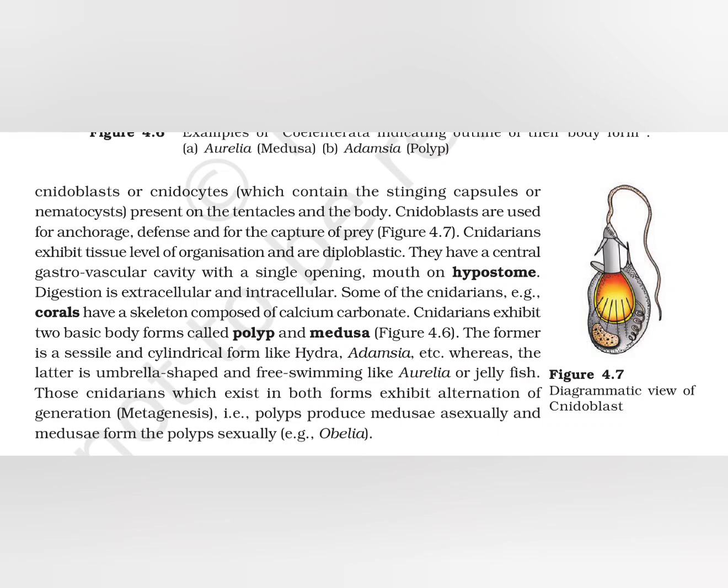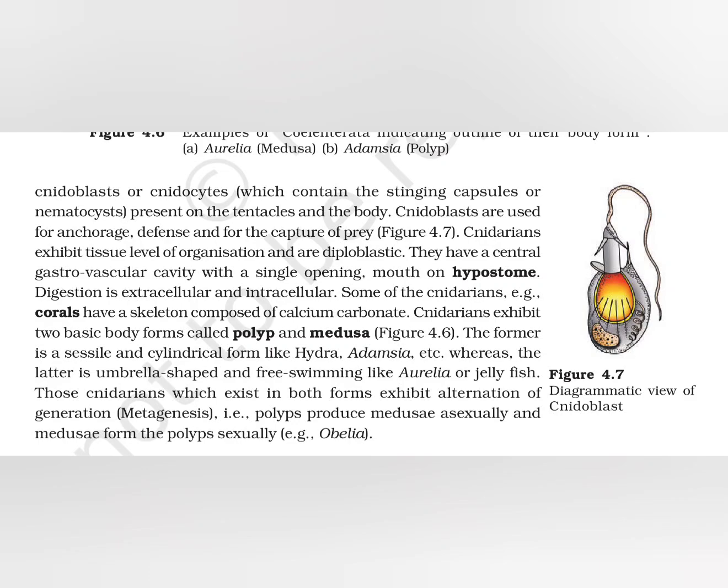They have a central gastrovascular cavity with a single opening, the mouth on the hypostome. Digestion is extracellular and intracellular. Some of the cnidarians, for example corals, have a skeleton composed of calcium carbonate. Cnidarians exhibit two basic body forms called polyp and medusa. The former is a sessile and cylindrical form like Hydra, Adamsia, etc., whereas the latter is umbrella shaped and free swimming like Aurelia or jellyfish.